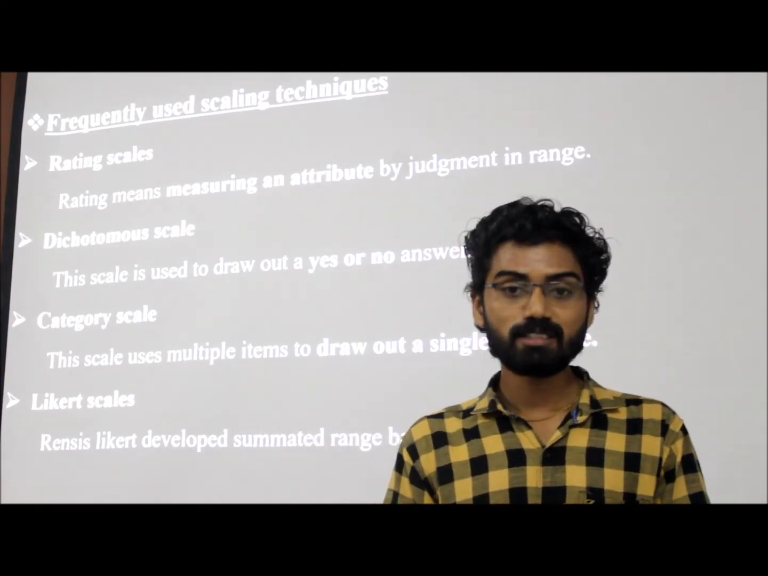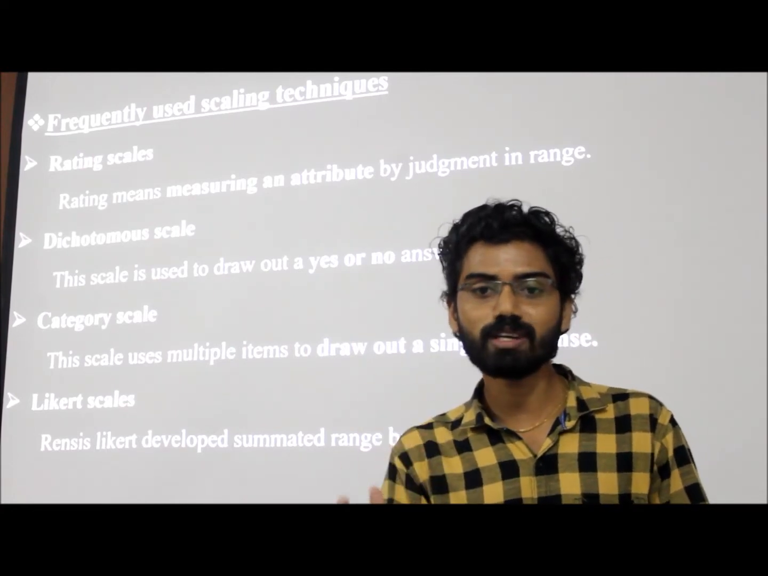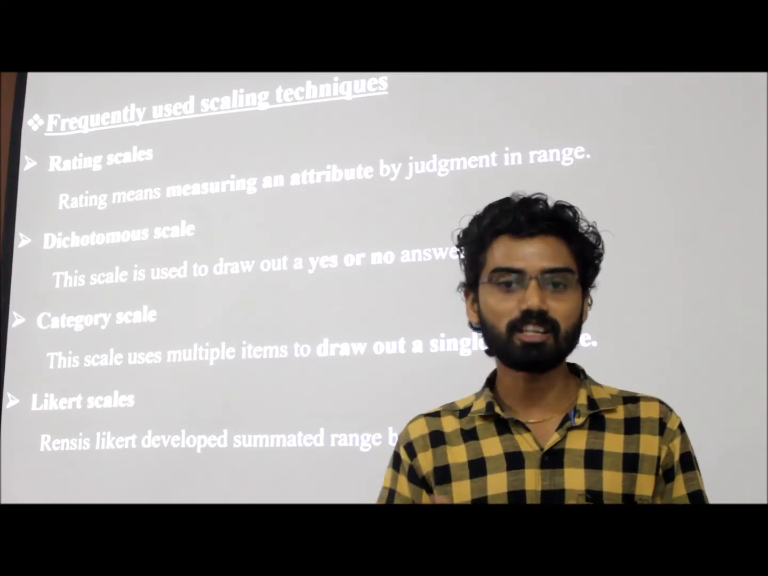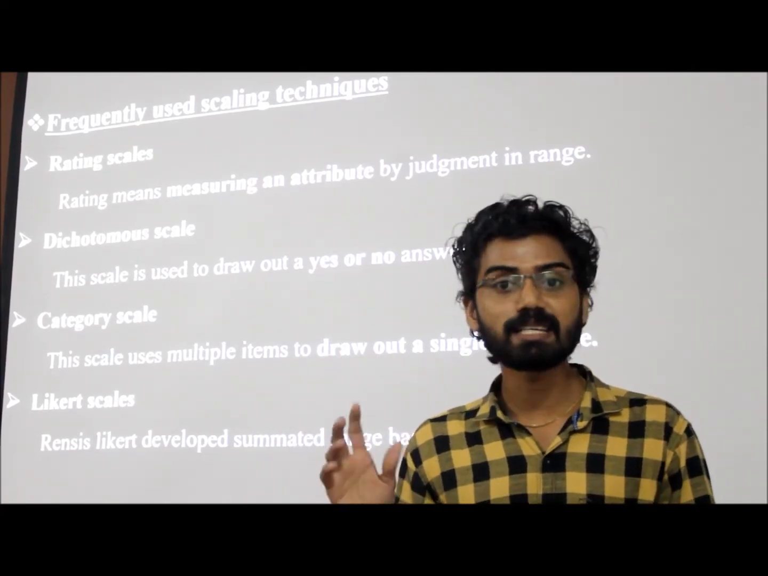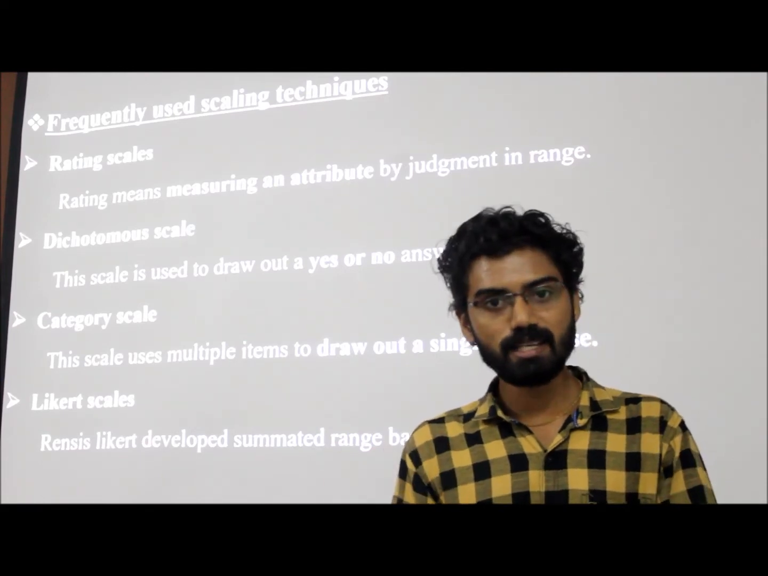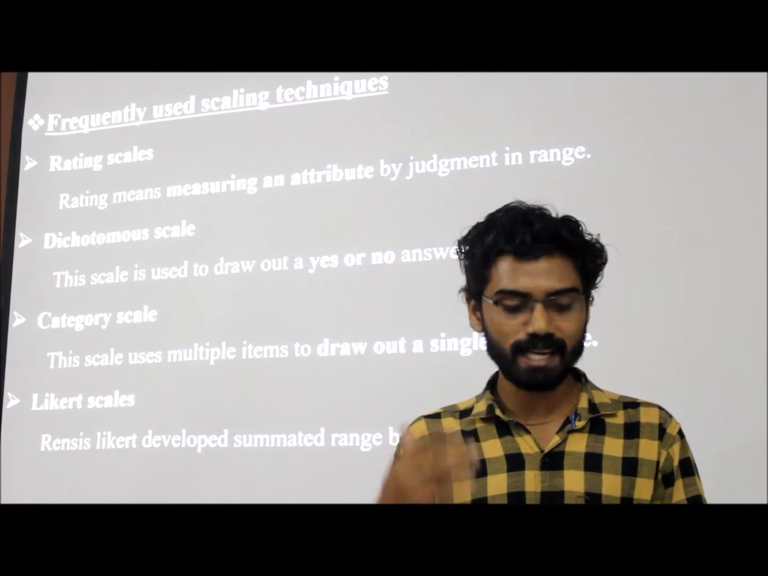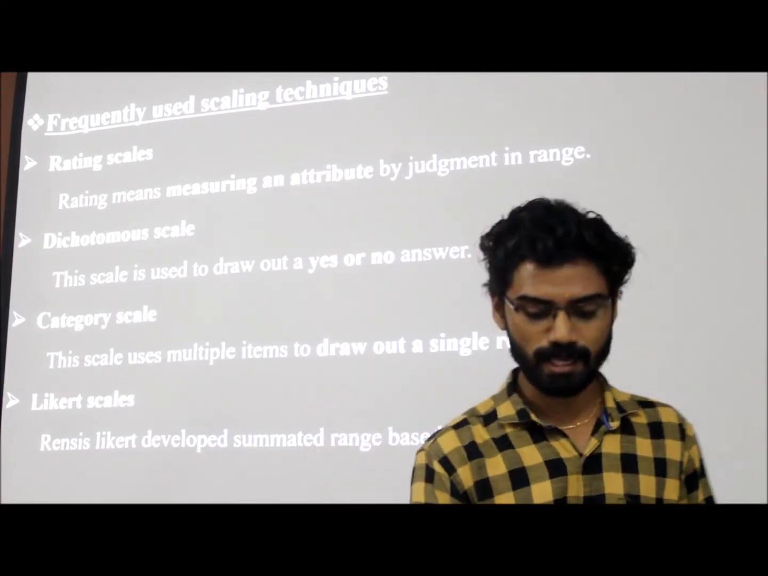And third one is category scale. In category scales, we use multiple items to draw out a single response. So in order to gather a single response, we will provide multiple choice questions to the respondents. That can be called as the category scale. And the next one is Likert scale. This scale is developed by Rensis Likert, and he developed a summative range based on item analysis. That can be called as the Likert scale.